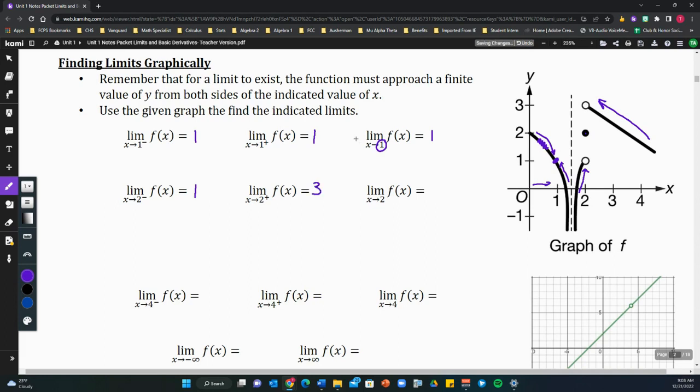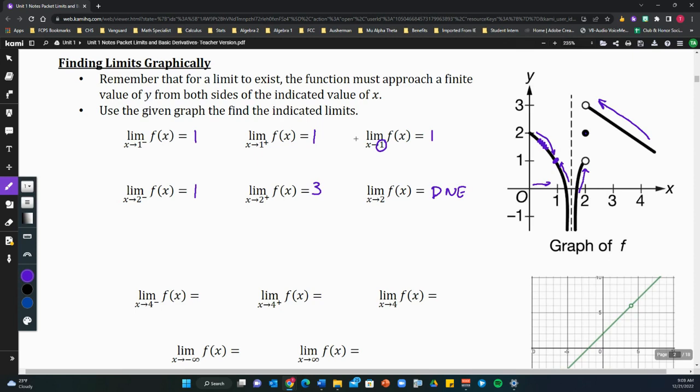So because these one-sided limits do not meet up, we don't arrive at the same place, this limit at x equals 2 does not exist. So we abbreviate that as DNE. If you want to write the whole thing out, that's fine too. So that fails that second condition. Even though both sides are approaching a finite value, they're not approaching the same finite value. Therefore, the limit does not exist.